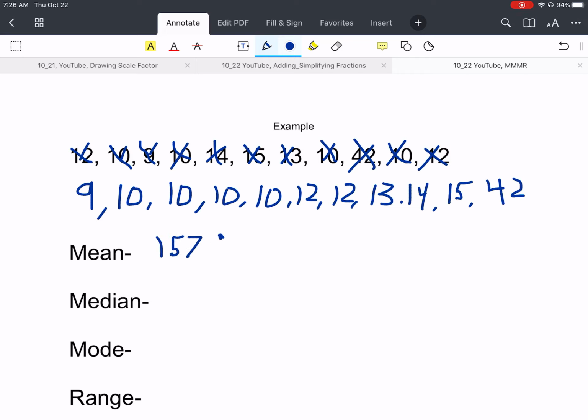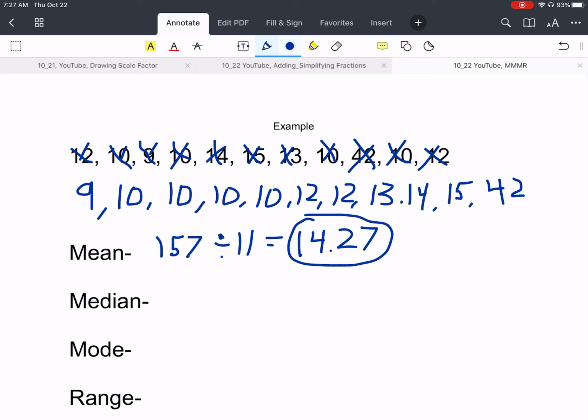And I'm going to divide that by 11 because there are 11 numbers. And again, I'm still using the calculator. So I'm dividing by 11, and that gives me 14.27. So that is the mean. The decimal does go along quite a ways, but go ahead and stop 2 digits to the right of the decimal point.